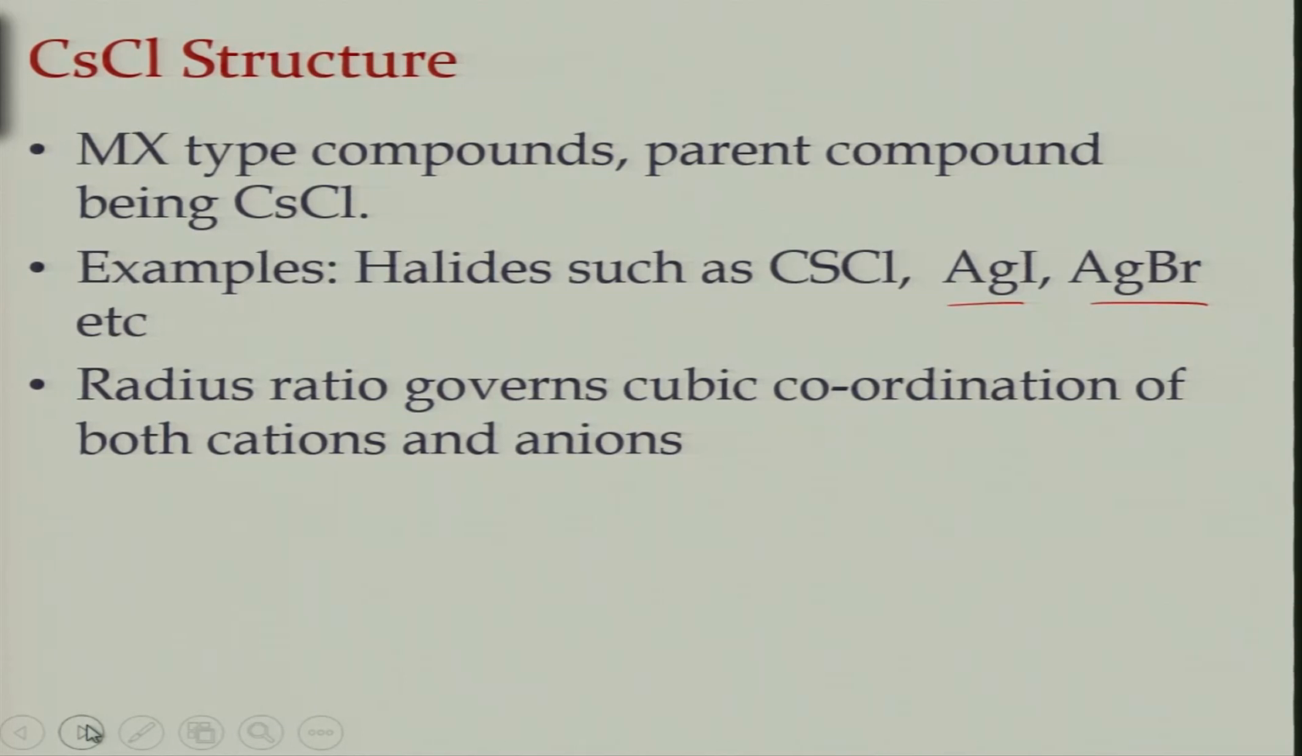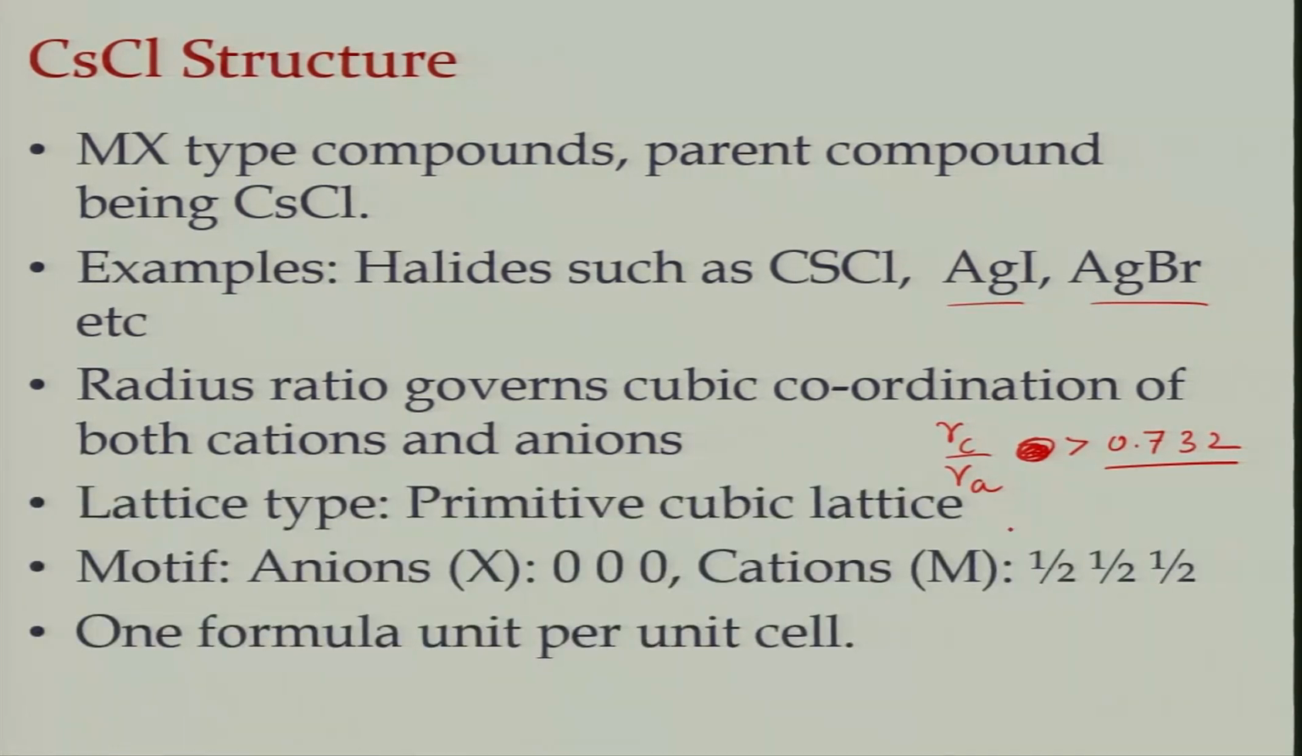The radius ratio governs in this case. So RC by RA is greater than 0.732. So basically, cations are bigger in this case. As a result, there is a cubic coordination of both cations as well as anions because of stoichiometry, and the lattice type is primitive cubic in this case, and the motif will be anion and cation. So now if it's a primitive cubic lattice, when you define the motif, you will have to define both the ions. The anions will be at 0, 0, 0, and cations will be at half, half, half.